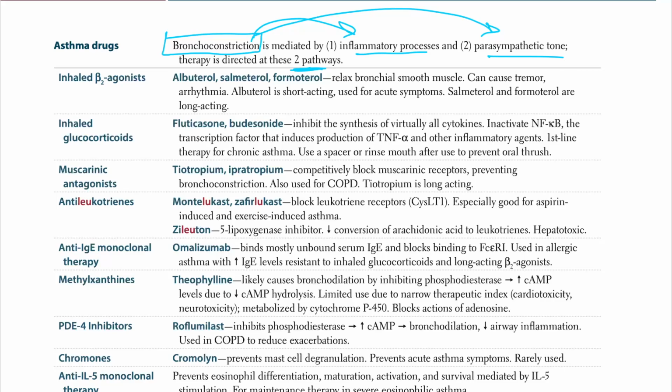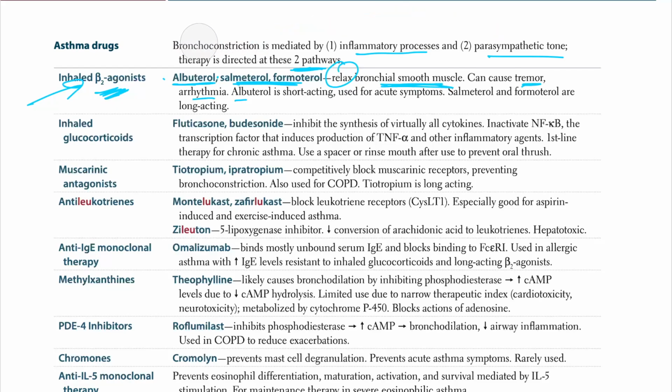Let's look at the inhaled beta-2 agonists: albuterol, salmeterol, formoterol. They relax the bronchial smooth muscle and can cause tremor and arrhythmias. Albuterol is short-acting and used for acute symptoms, and salmeterol and formoterol are long-acting. Important. They're just relaxing the bronchial smooth muscle, and remember, the whole problem in asthma is bronchoconstriction. So we're trying to relieve that episodic, intermittent, paroxysmal bronchoconstriction by giving these inhaled beta-2 agonists.